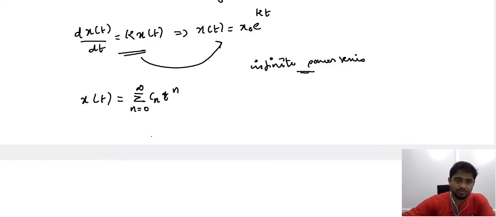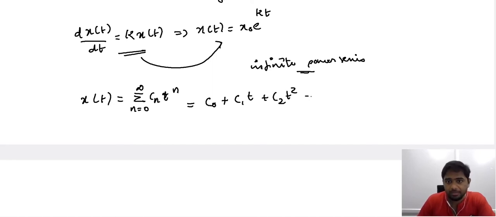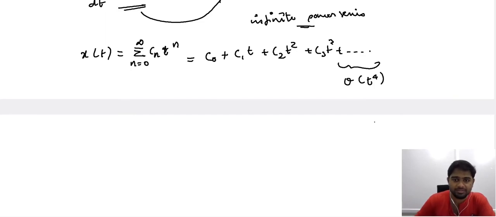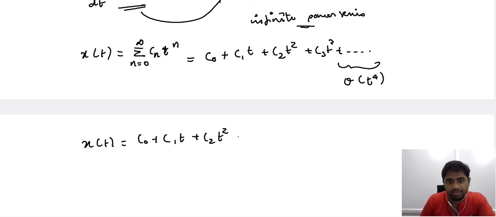Now it is possible for us to expand this and write it as C0 plus C1t plus C2 t square plus C3 t cube, and so on and so forth. One way of replacing the 'so on and so forth' would be the order of t power 4. So what we end up having is this expression here: x of t can be written as C0 plus C1t plus C2 t square plus C3 t cube plus the order of t power 4.